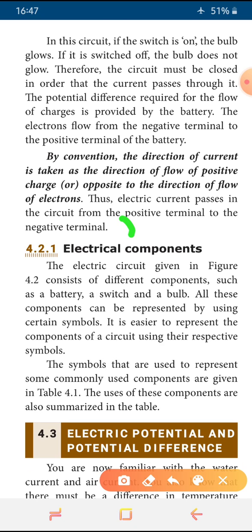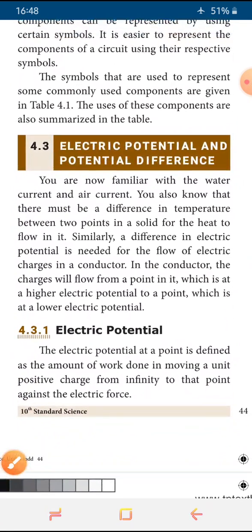Now, electrical components. At the start of this class I showed some symbols like electric bulb, switch or key, rheostat, resistance, ammeter, voltmeter, galvanometer, etc. These parts are called electrical components, and we use these electrical components to construct the electrical circuit. Following that, we are going to discuss electric potential and potential difference.